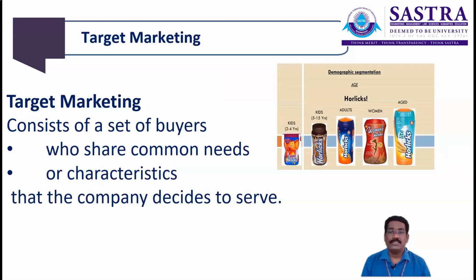Let us also understand another element of STP, that is target marketing. So what is actually target marketing? We all know that a segment consists of a set of buyers with similar needs who share common needs or characteristics, so that the company decides to serve that particular segment. That we call target marketing.